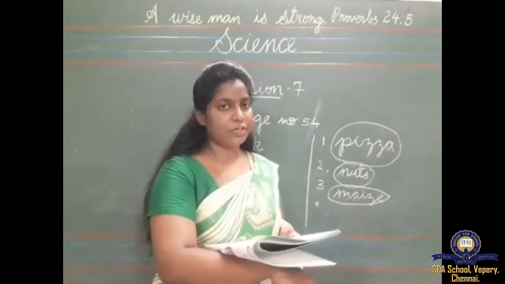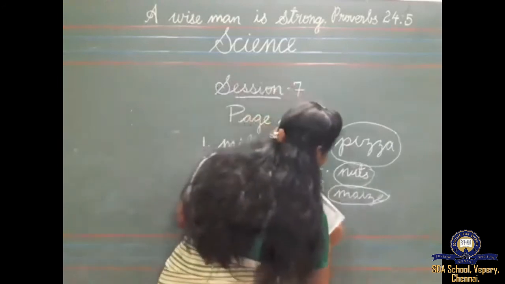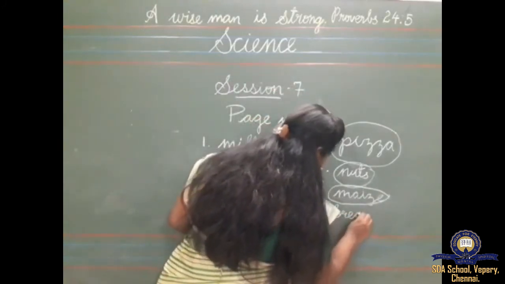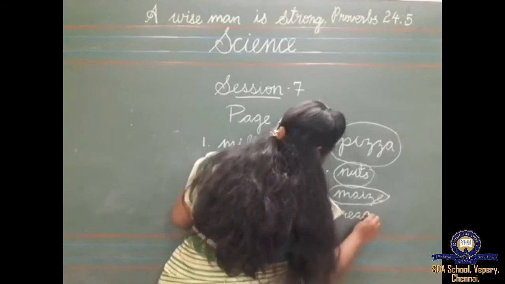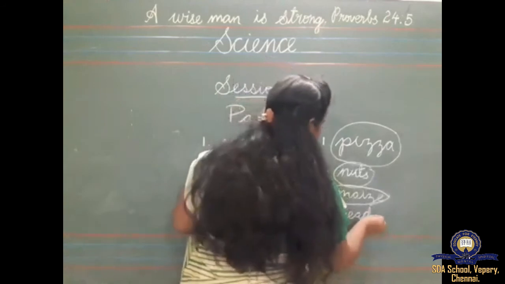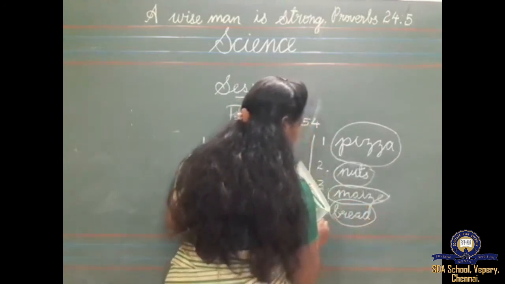What is the fifth one? No, sorry, the fourth one. What is the fourth one? Bread. B-R-E-A-D. Bread. First or second one? Second one. The word bread. You should circle the word bread.